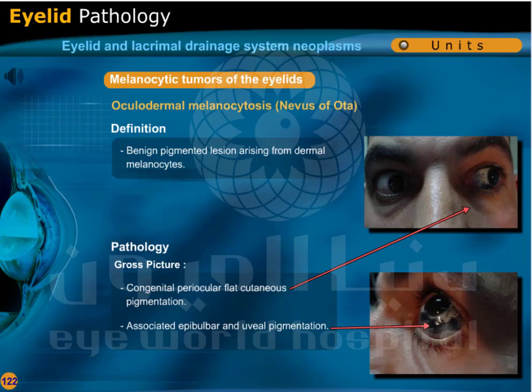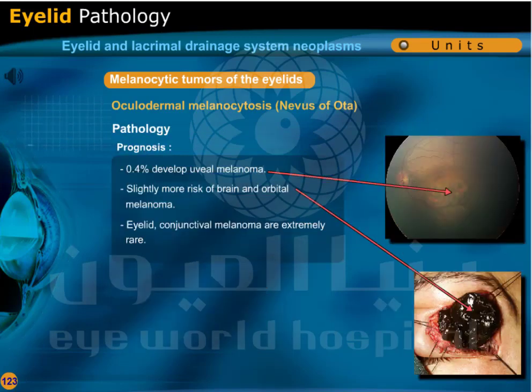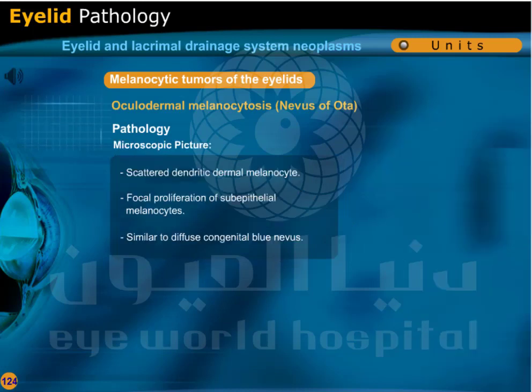This is a benign pigmented lesion arising from dermal melanocytes. There is congenital periocular flat cutaneous pigmentation and associated epibulbar and uveal pigmentation. 0.4% of patients with oculodermal melanocytosis develop uveal melanoma. They show slightly more risk of brain and orbital melanoma, whereas eyelid and conjunctival melanoma are extremely rare. Microscopically, there are scattered dendritic dermal melanocytes with focal proliferation of subepithelial melanocytes. This is similar to diffuse congenital blue nevus.